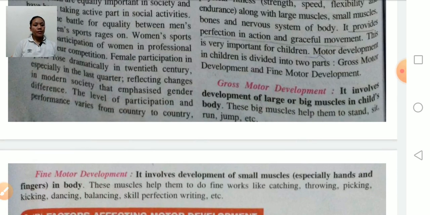Gross motor development means development of the large or big muscles in a child's body. For example, development of leg muscles, hand muscles, etc. This gross motor development, the development of big muscles, helps the child to stand, sit, run, jump, etc.